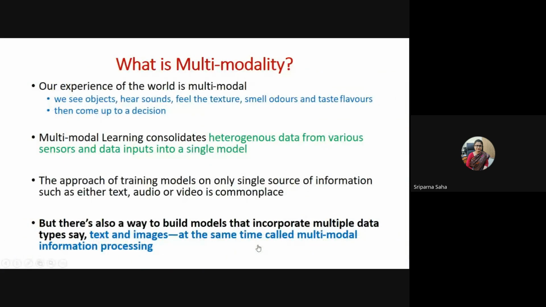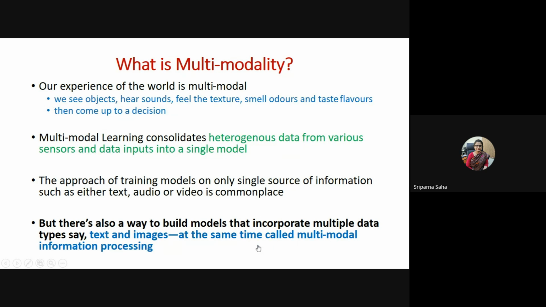So basically, let me first introduce this task. What is multimodality? You know that our experience of the world is multimodal. As a human being, whenever we have to take decisions about an object, we are using our multiple sensors. Like we are seeing the object, we are hearing the sound of the object, we are feeling the texture of the object, we are smelling the odors of the object, we are tasting the flavor of the object.